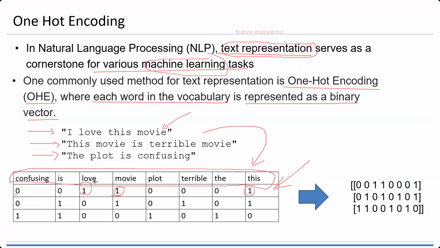If we use one-hot encoding, then we can represent the first one as this kind of vector, 0, 0, 1, 1, 0, 0, 0, 1. So this is the vector for this sentence. Then the second one has this vector, and the third one has this vector. Everything is 0 or 1, exists or not exists.